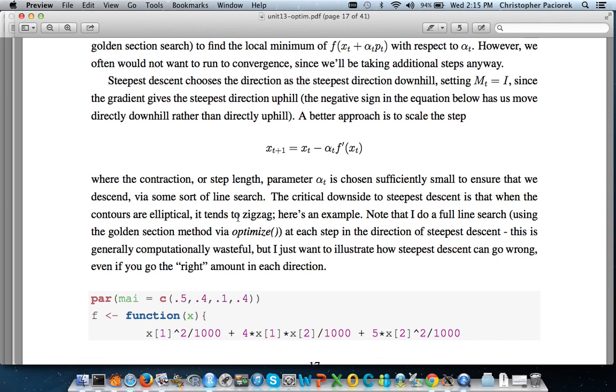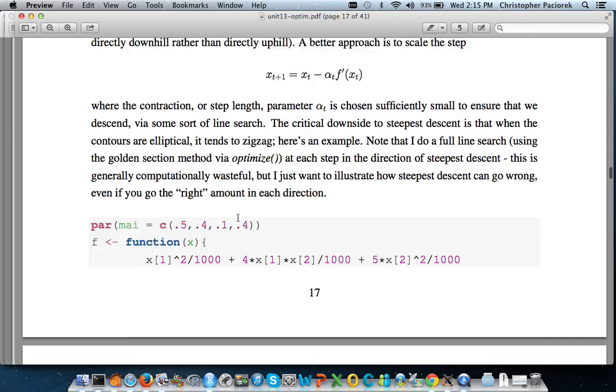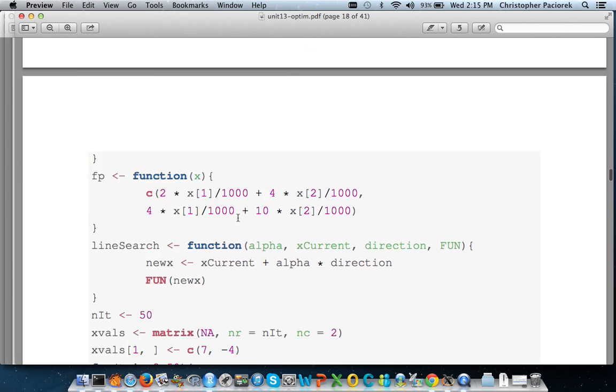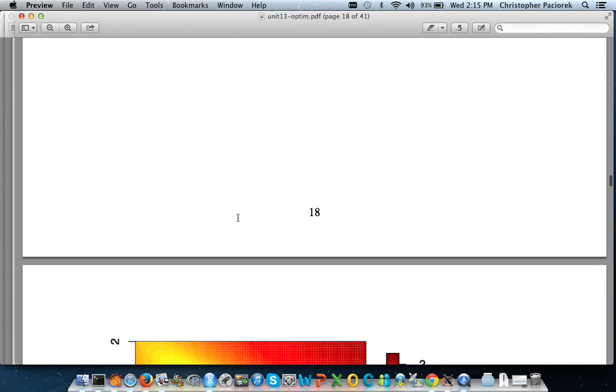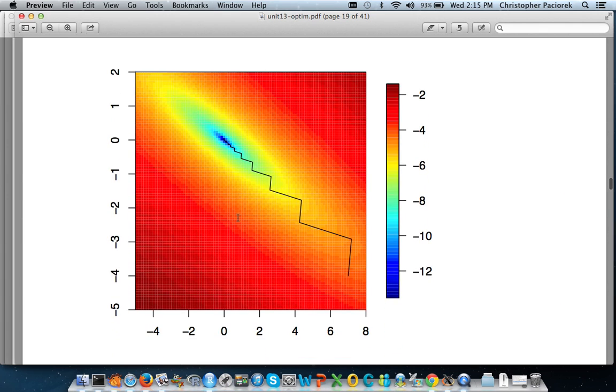We have to deal with second derivatives. We have to deal with inverses. Why would we ever want to do that? And the basic reasoning is that if you do just walk downhill in the direction of steepest descent, you'll tend to zigzag. So this is a basic illustration of what will happen.